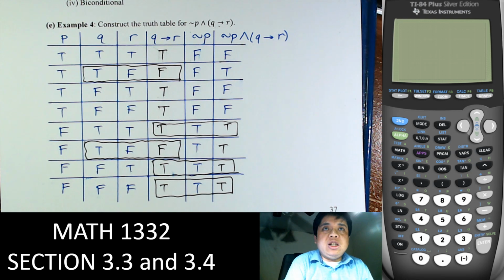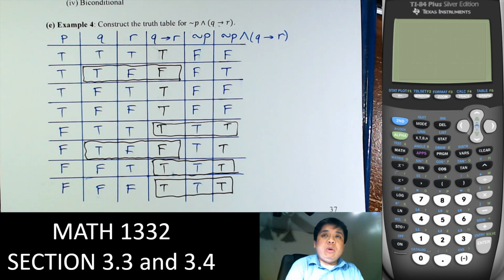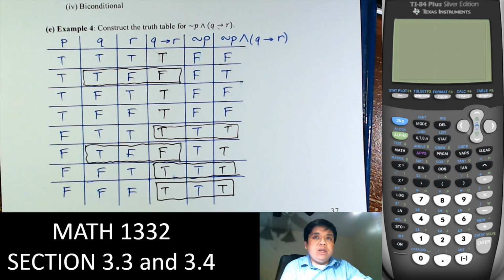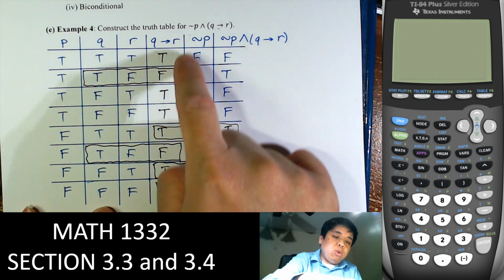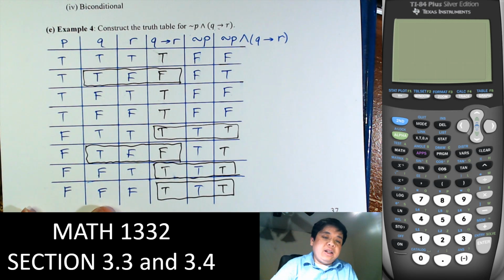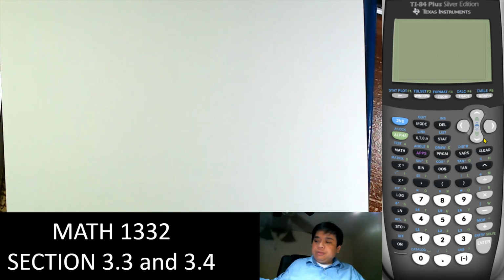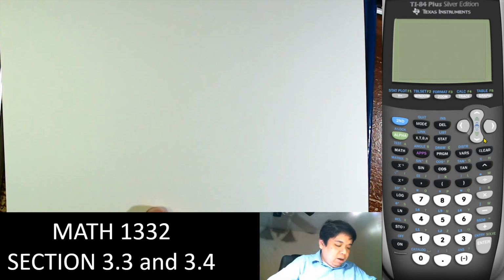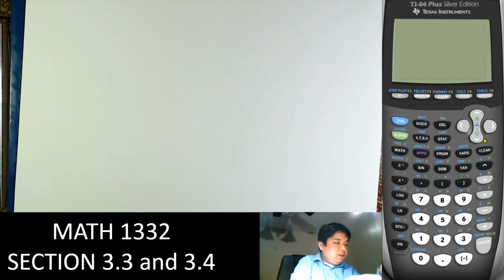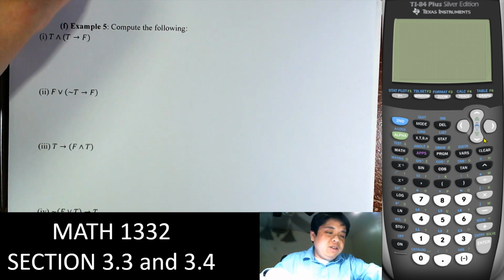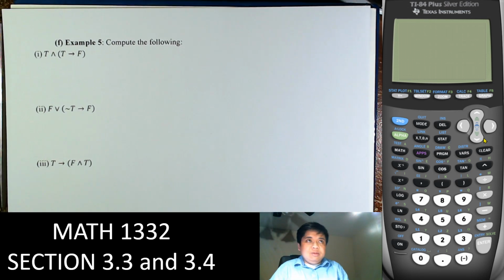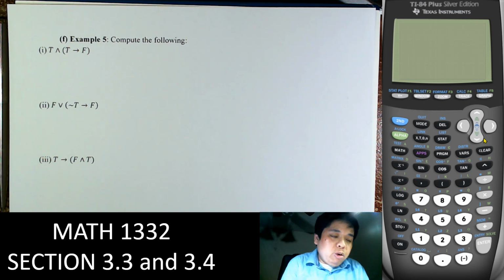Right, so that is the table for that scenario. Once again, we list each simple statement and give all of the possible outcomes, and then do each operation one at a time, and then at the end, we just have the truth table for that operation. Right, so now just a quick review, but this time we have just the values. Right, compute the following.